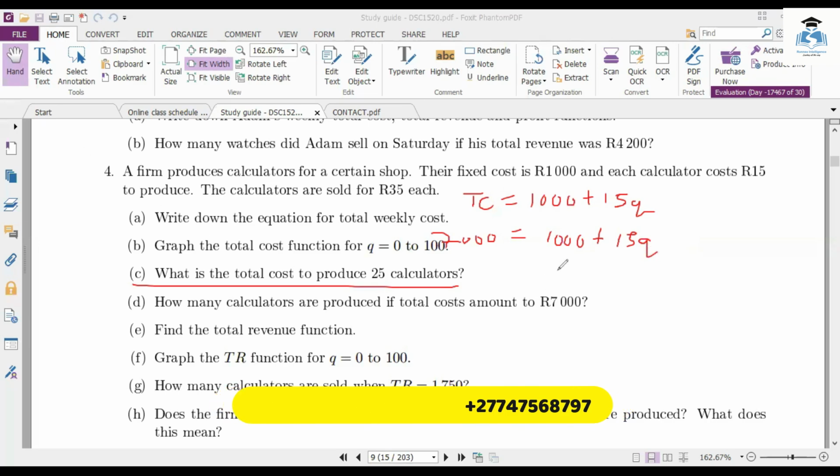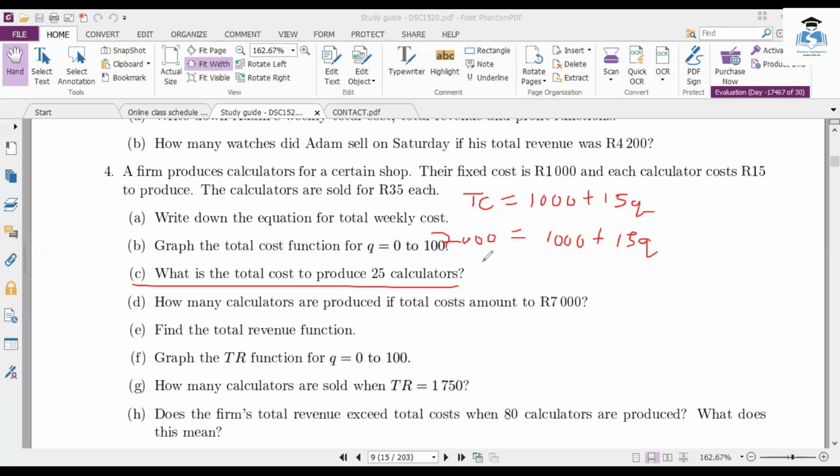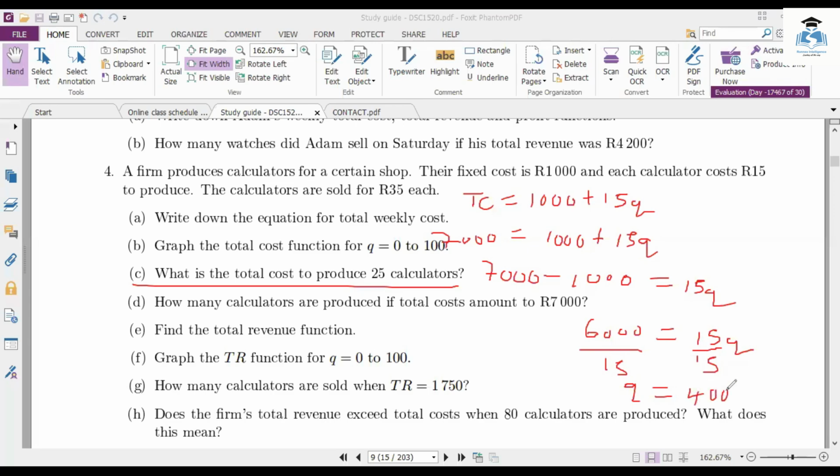So this one goes here. That's 7,000 minus 1,000 is equal to 15Q. So that's 6,000 is equal to 15Q. We divide by 15 on both sides, so Q is equal to 400. So that would be the answer for this.